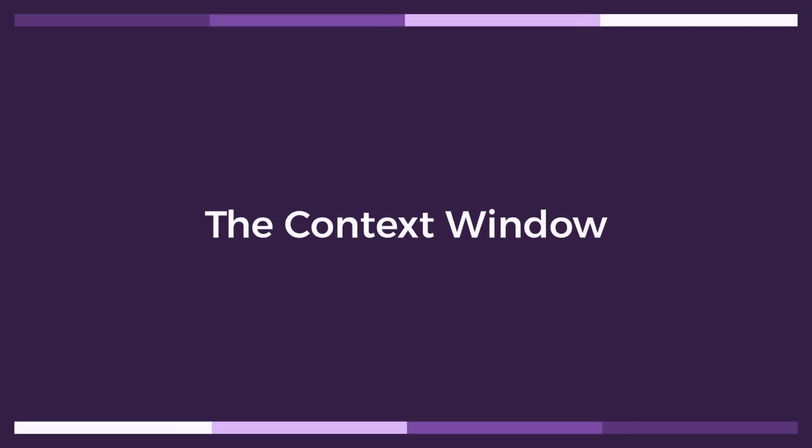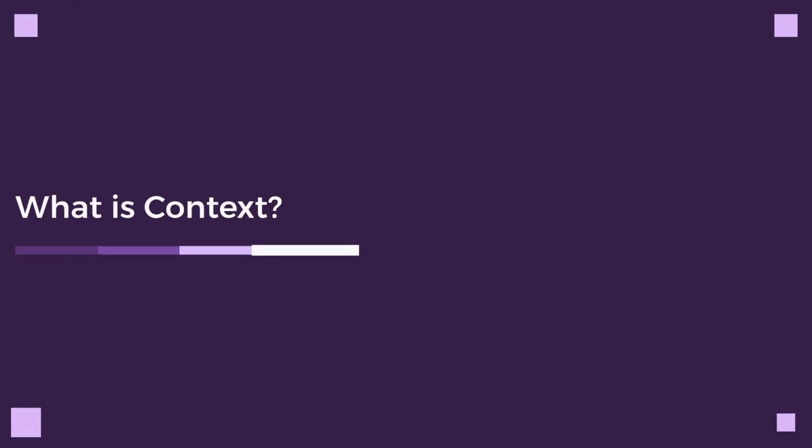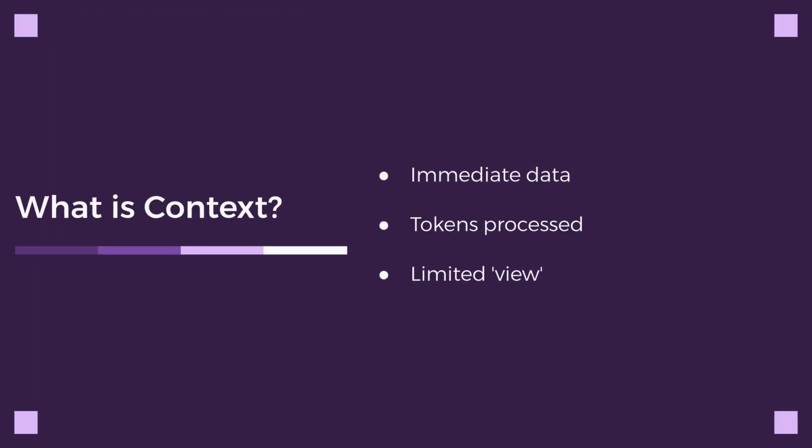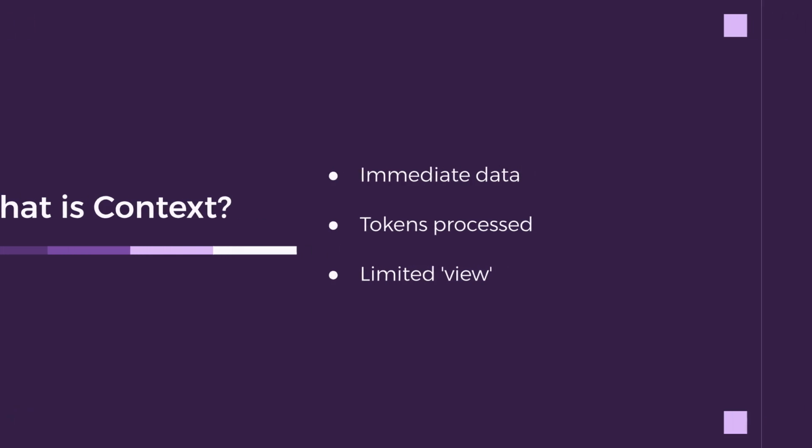This limited operational space is what we call the context window. Think of it as the AI's short-term memory. The context window is the actual input and output text that the model can see and process at any given moment. It's measured in tokens, words, or pieces of words. Once the conversation exceeds this token limit, the AI starts dropping the oldest information.